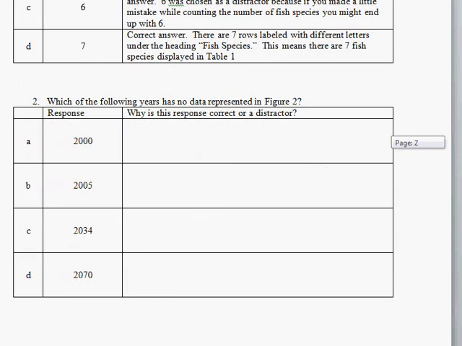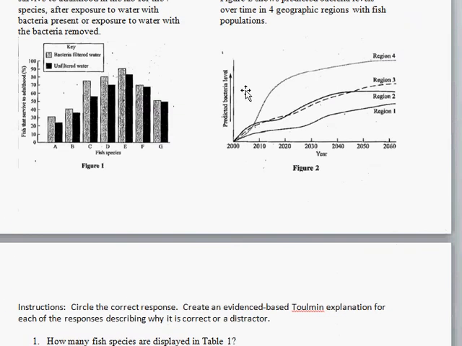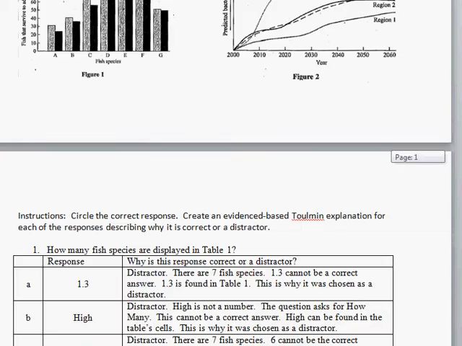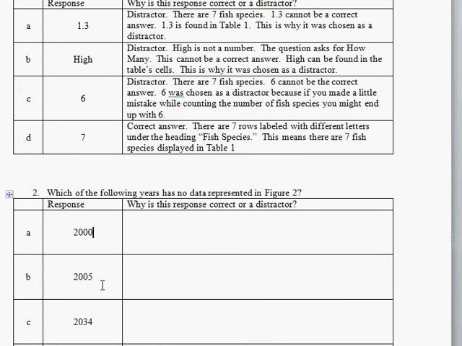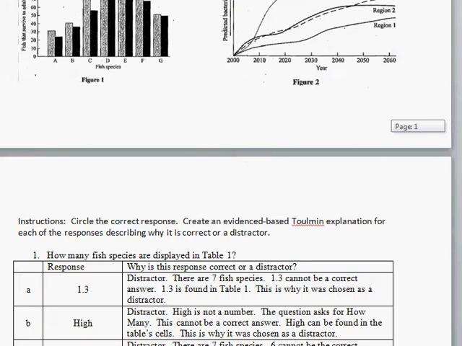If we go down to the choices, 2000, yep. 2000's on the graph. There's a data point for it. 2005. Well, where would 2005 be? It would be in between 2000 and 2010, right? It'd be right here. Well, if you look up, yep, there's definitely data for 2005.